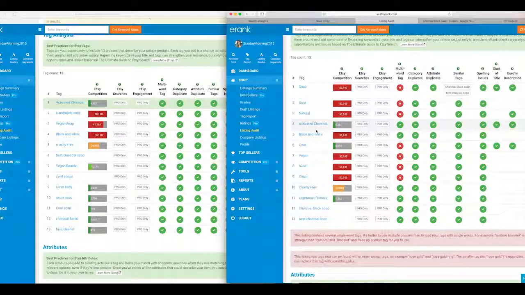So basically what we found from this is that the tags are probably playing a much bigger role than anything else in your listings, along with your description.